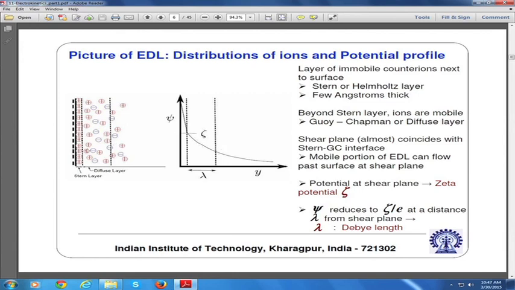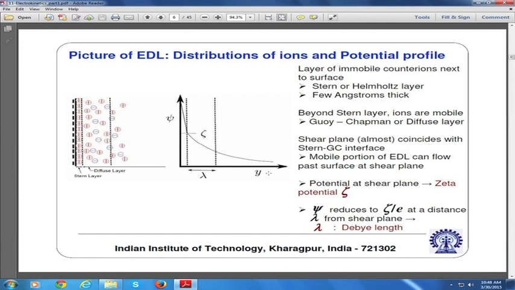So you can see that there is an interface between the diffuse layer and the Stern layer, and that interface is given by this dotted line. This dotted line, whatever this cursor is indicating, is the interface between the two layers, and this interface is called the shear plane. And if you now see the potential distribution across the transverse direction of the solid boundary, say y, you can see how the potential varies with y. You have a potential drop across the Stern layer, and then there is a further potential drop, and you come to a location where the potential has almost asymptotically reached 0.